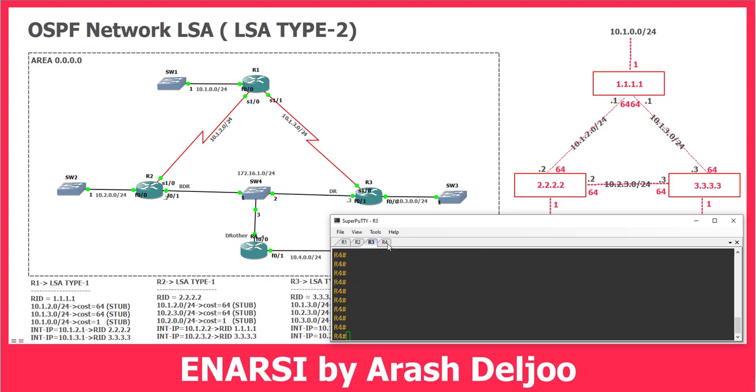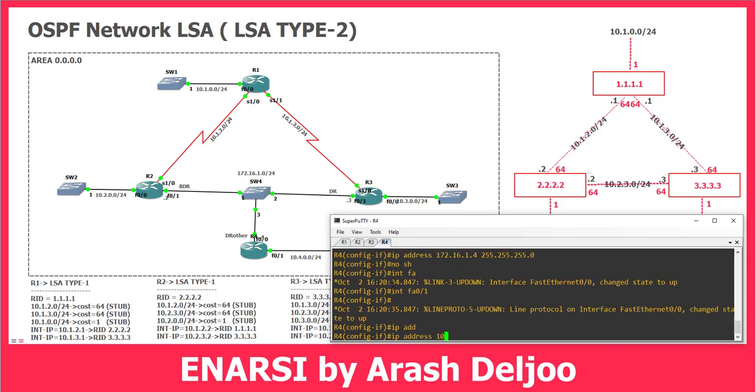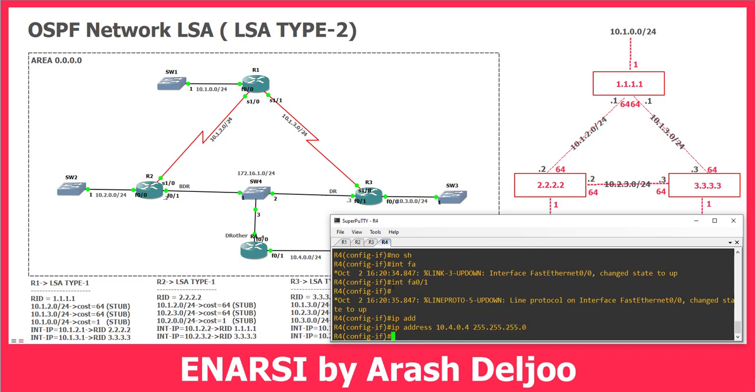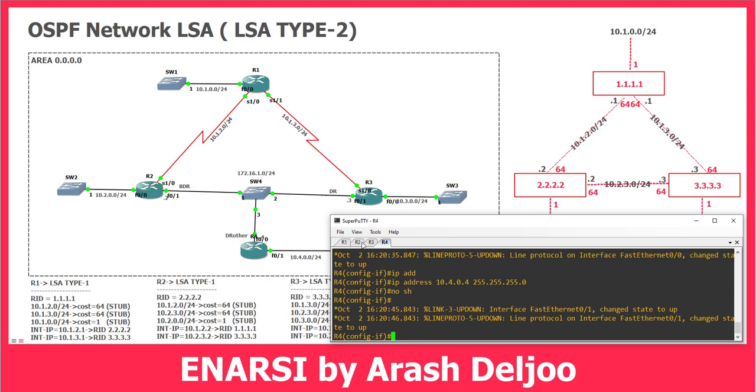And finally, we have a new router, router 4, which should be configured with interface FastEthernet 0/0, IP address 172.16.1.4, 255.255.255.0. Then no shutdown. After that, interface FastEthernet 0/1, IP address 10.4.0.4, 255.255.255.0. Then no shutdown. Now let me configure OSPF on router 2.